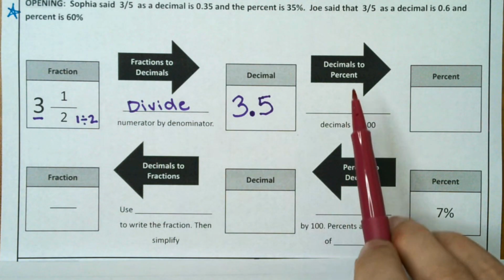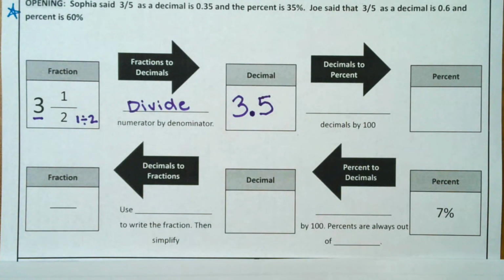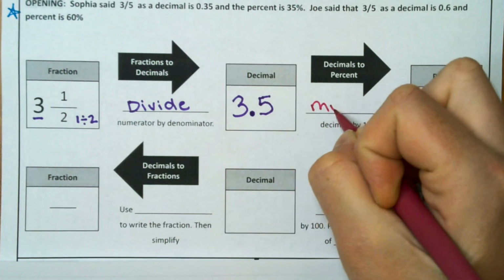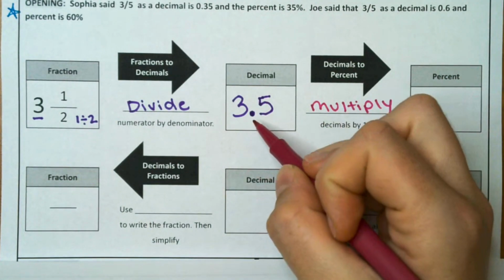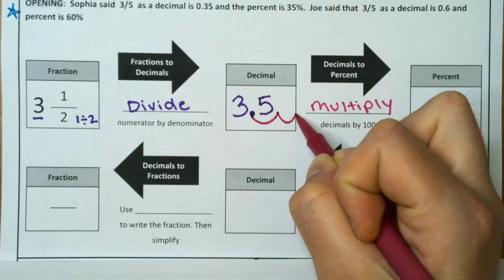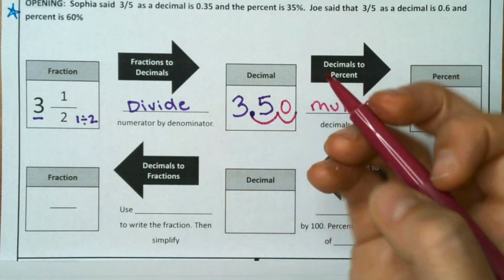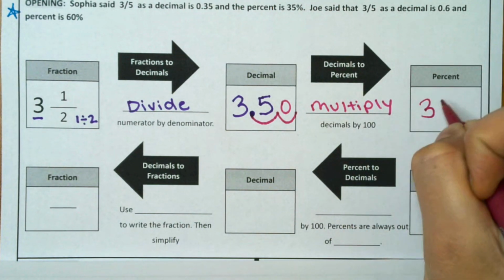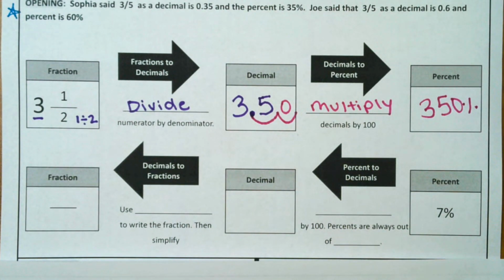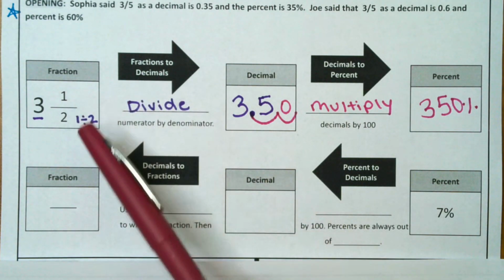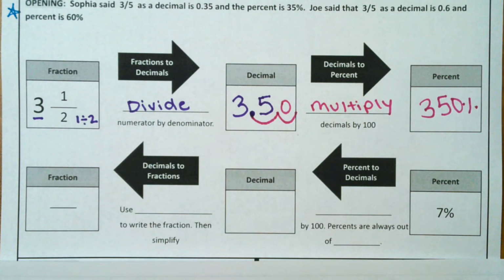All right, let's convert our decimal to our percent. To convert decimals to percents, we multiply by 100, or some people like to just move the decimal forward 2 spots. Either way, you'll get 350%. Make sure you have this down. Just to review, fractions to decimals, we divide our numerator by our denominator. Decimals to percents, we multiply by 100.